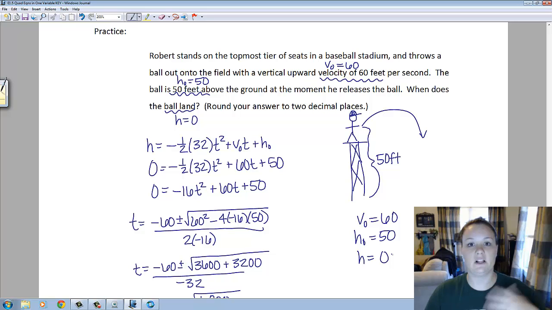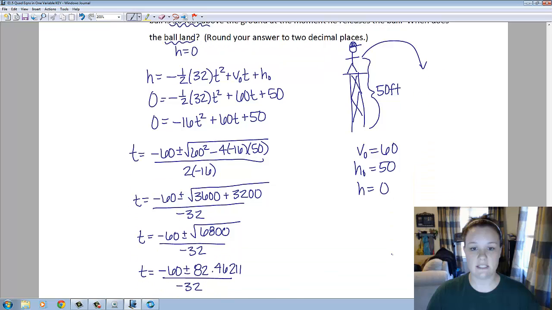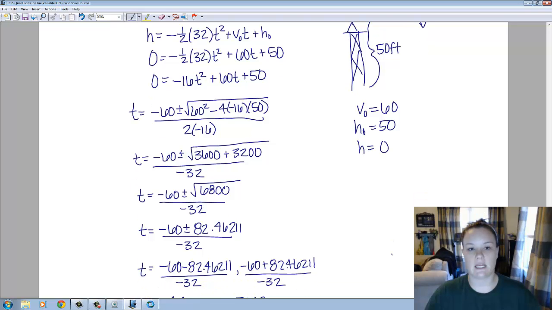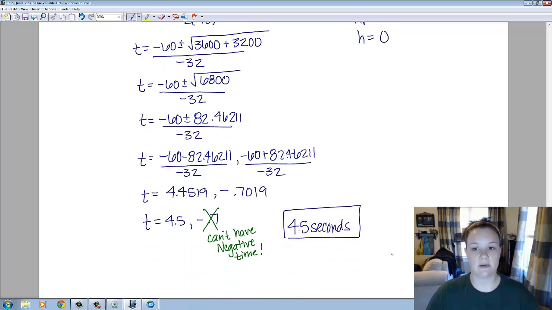Okay, so once we simplify and I get down to my two answers, since there's a plus or minus, one of your answers should have been 4.5 rounded to the nearest tenth. The other one would have been negative 0.7. We're solving for the time in which the ball hits the ground, so we can't have the negative answer, which means we keep the 4.5, which means it takes 4.5 seconds for the ball to reach the ground from the time that he throws it.